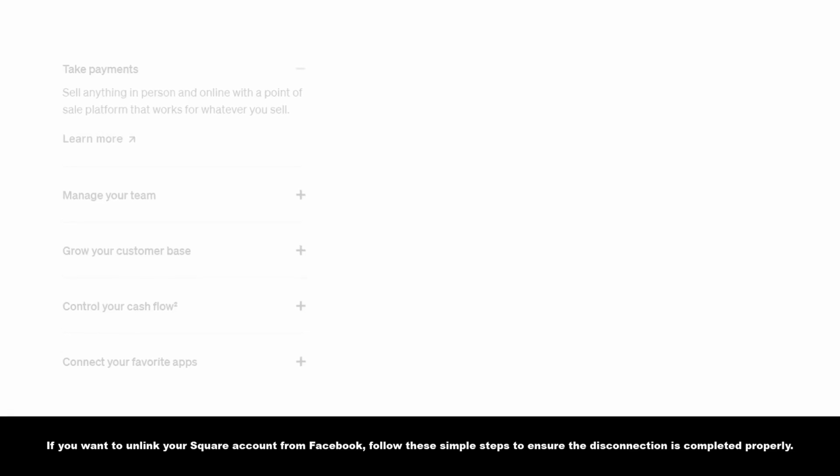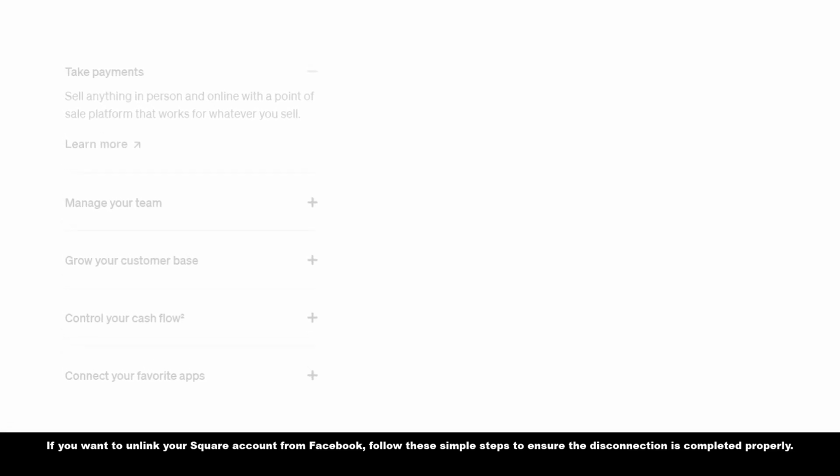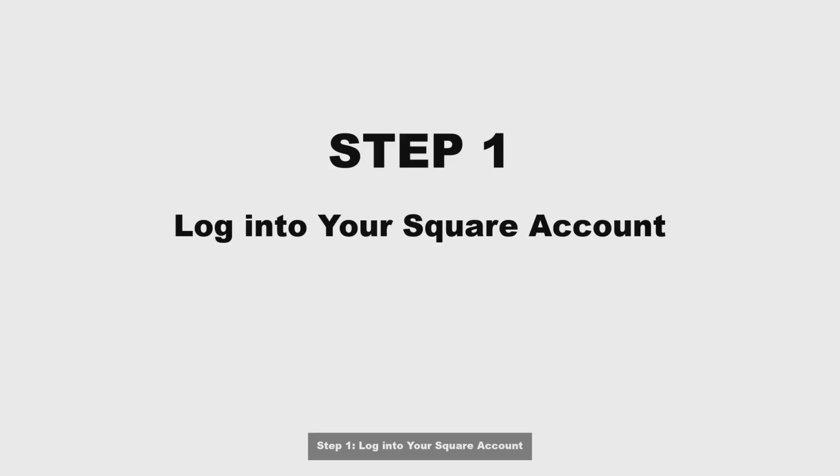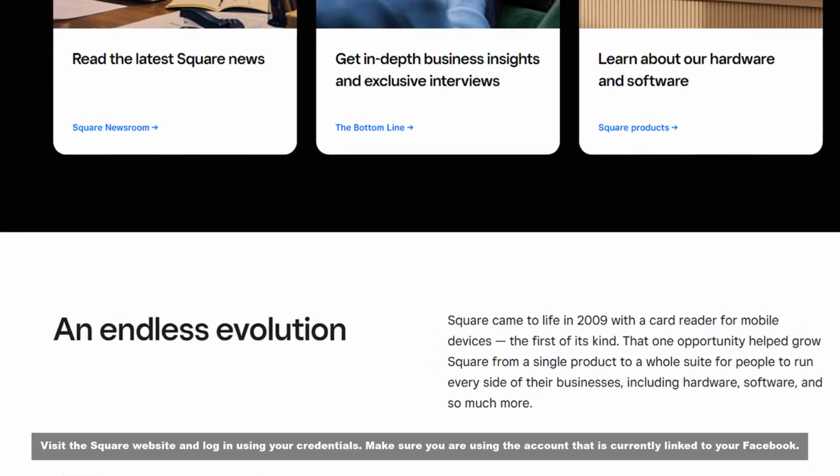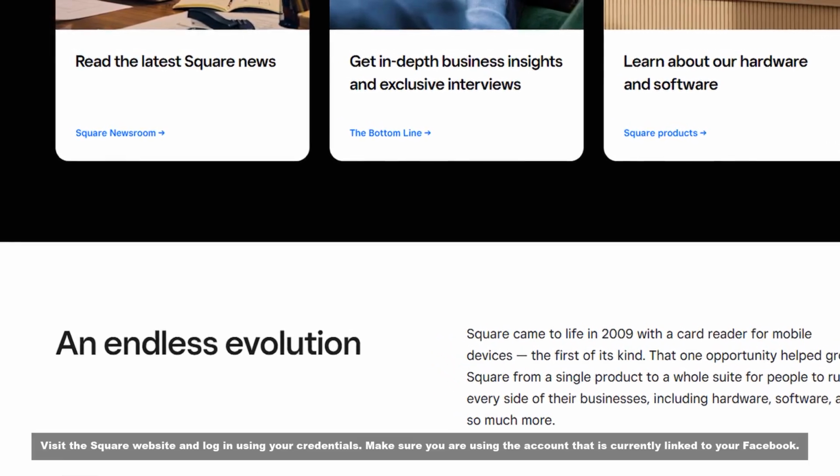If you want to unlink your Square account from Facebook, follow these simple steps to ensure the disconnection is completed properly. Step 1. Log into your Square account. Visit the Square website and log in using your credentials. Make sure you are using the account that is currently linked to your Facebook.